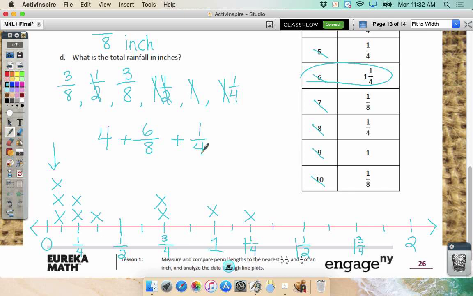Now, I noticed something about 6/8. Can I simplify it? Yes. Instead of 6/8, it's 3/4, because if you divide both by 2, it's 3/4. So what do we have here? It's 5. 5 inches. What do you think? You've got your equal sign before the 4.